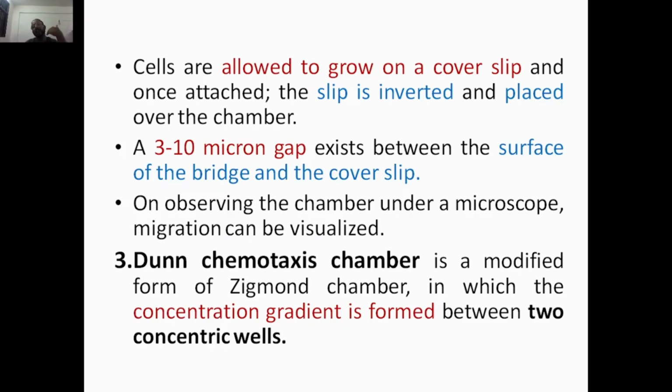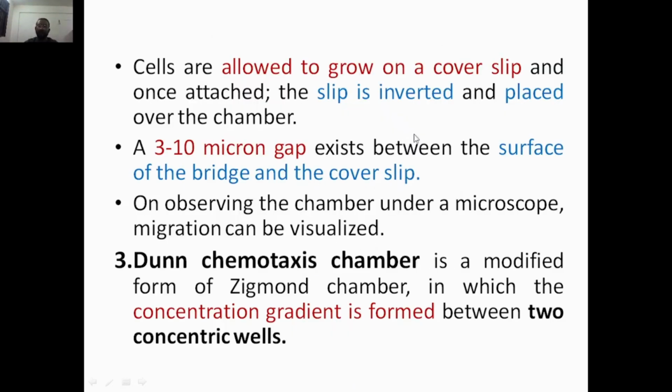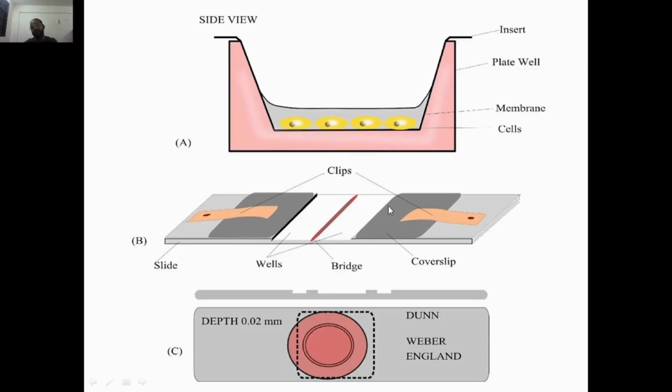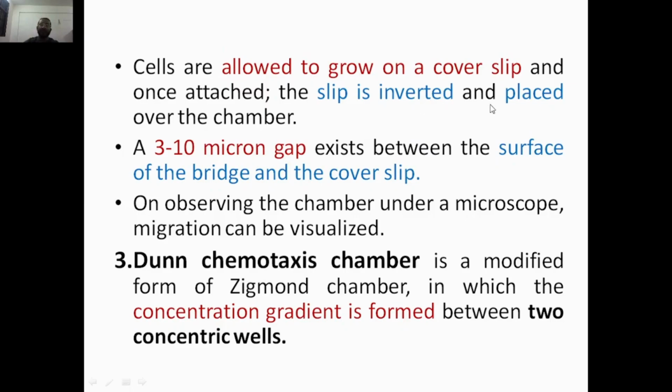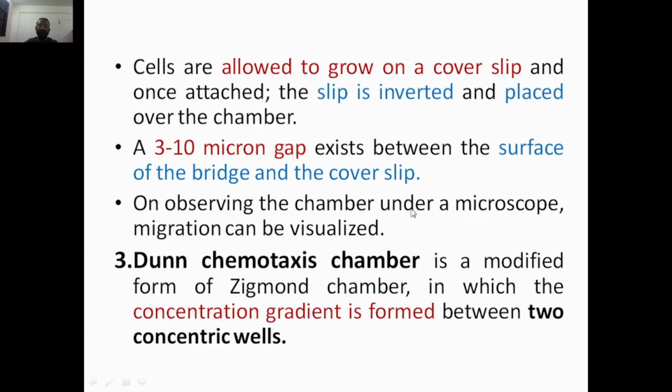Now the cells are allowed to grow on a cover slip. So this is the cover slip. Cells will be allowed to grow here on the cover slip, and once attached, the slip is inverted and placed over the chamber. That means after growing, you can invert the cover slip and attach it. The cells will be attached to the slip. Now a 3 to 10 micron gap exists between the surface of the bridge and the cover slip, obviously. So from the surface to the cover slip there will be around a 3 to 10 micron gap.